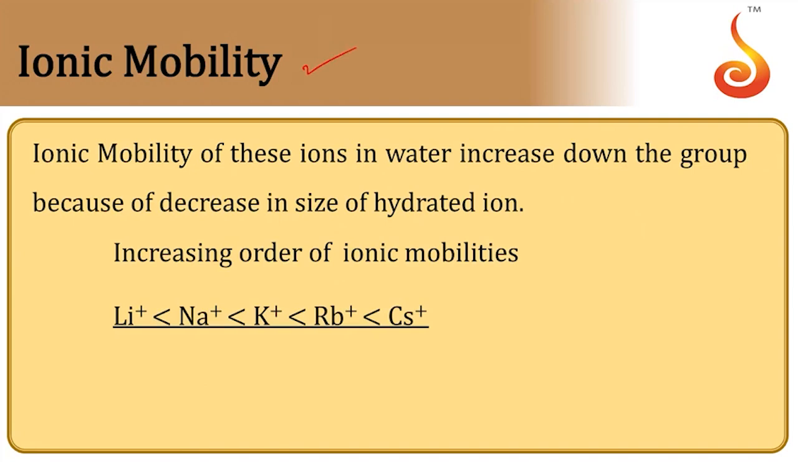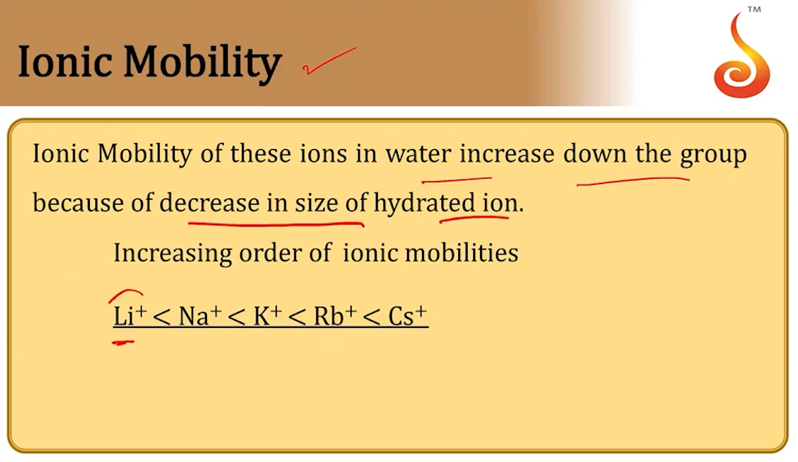Then comes ionic mobility. Ionic mobility depends upon the size of the ion in water. If the size is small, it can move very fast. A larger ion cannot move fast. So ionic mobility depends upon the size of the ion. The ionic mobility of these ions in water is increasing down the group, because you have seen that the size of the ions is decreasing.